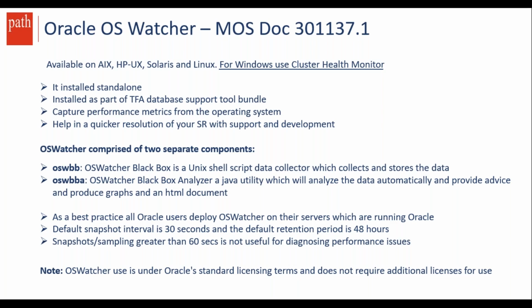For Windows, you can use Cluster Health Monitor, which is a component of Oracle Grid Infrastructure. OS Watcher can be installed as any user as long as that user has permission to execute the underlying Unix utilities such as vmstat, top, and similar other commands. In most cases, you can install it as the Oracle user. This needs to be installed on each node if you are running in a RAC environment.